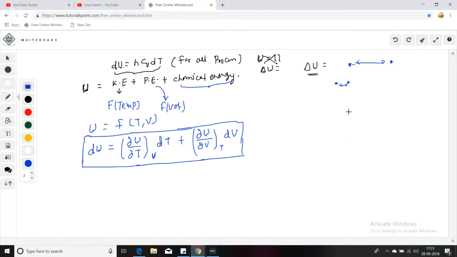But let me tell you one thing here. If you remember the heat content, you must have done this derivation from what I'm doing just now. Heat content at constant volume is equal to Q, which is nothing but U, right? And at constant pressure, Q is equal to H, that is enthalpy, right?